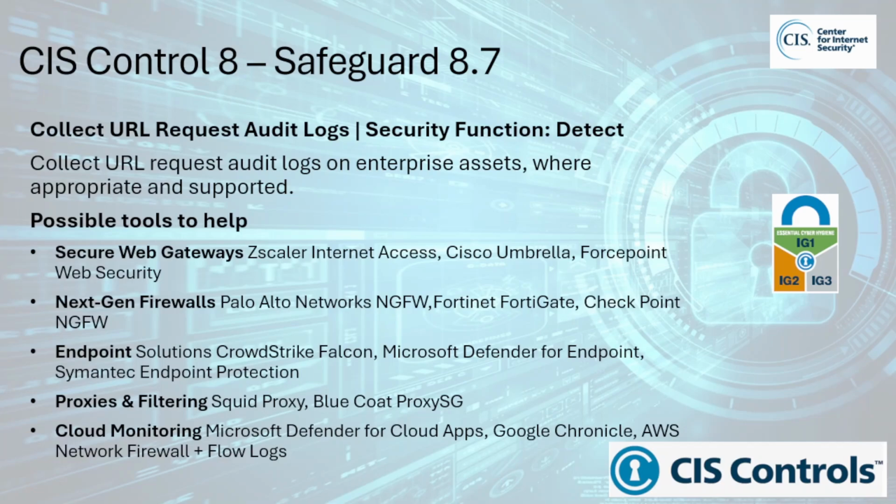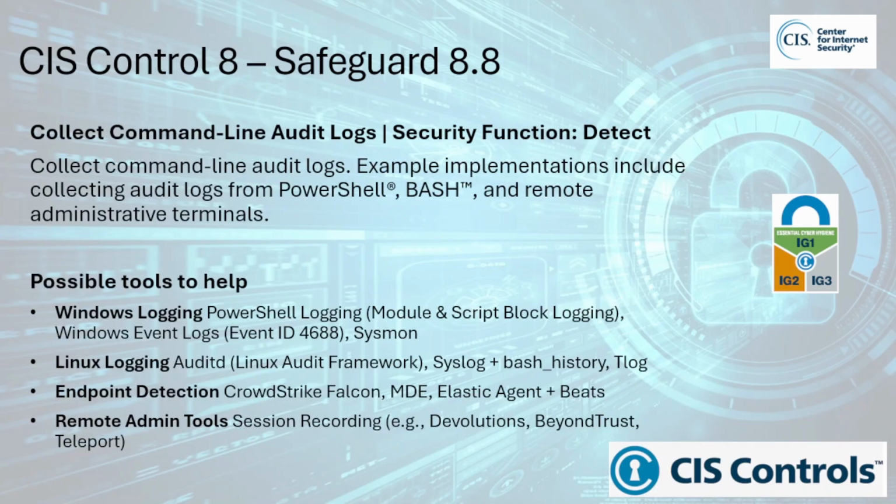Squid Proxy and Bluecoat Proxy SG, cloud monitoring such as Microsoft Defender for Cloud Apps, Google Chronicle, and AWS Network Firewall plus Flow Logs. SIEM integration such as Splunk, Elastic, QRadar, and LogRhythm centralize, analyze, and provide alerts on URL logs from multiple sources. Safeguard 8.8: Collect command line audit logs.